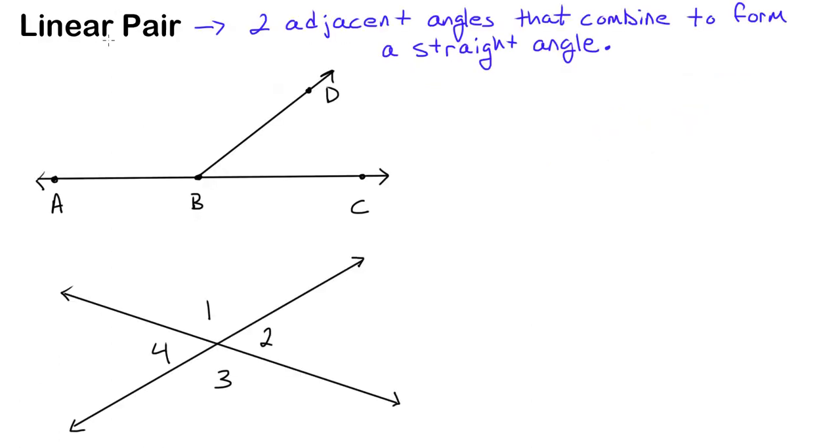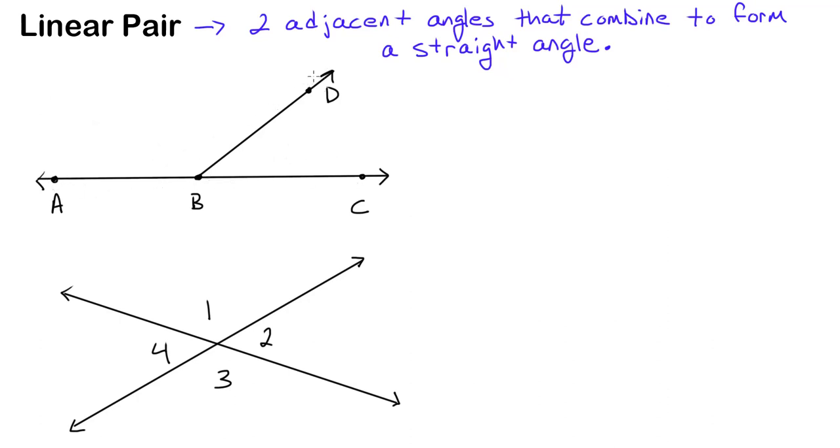All right, so what is a linear pair? Well, a linear pair is two adjacent angles that combine to form a straight angle. We know that a straight angle is a straight line, and the measure of a straight angle is 180 degrees. So if you take a look here, angle ABD combines together with angle DBC. They are adjacent angles, and they combine together to make this straight angle, angle ABC.